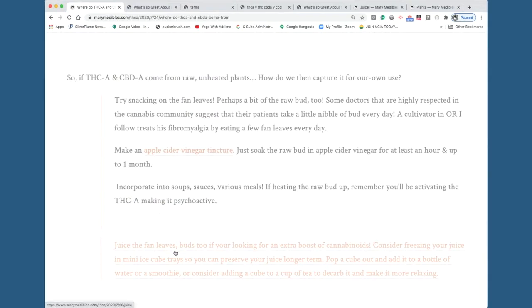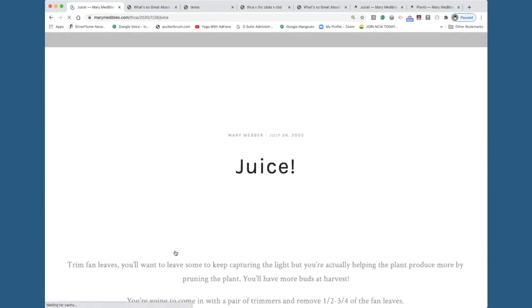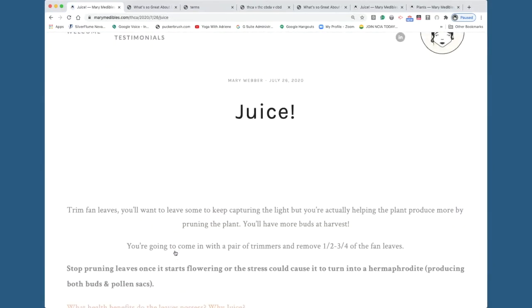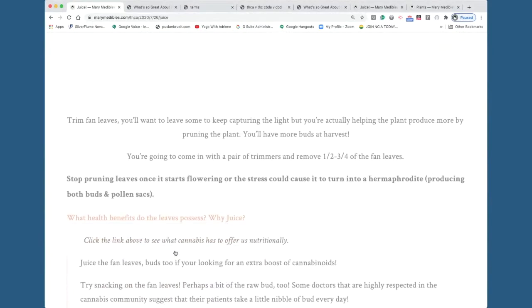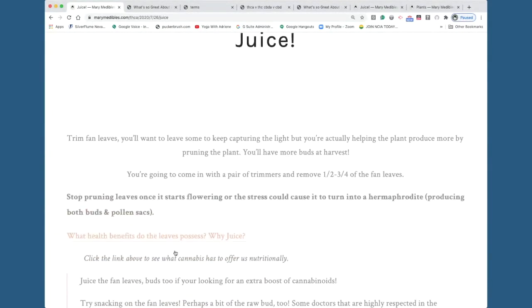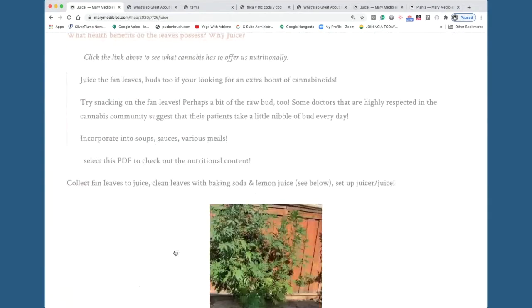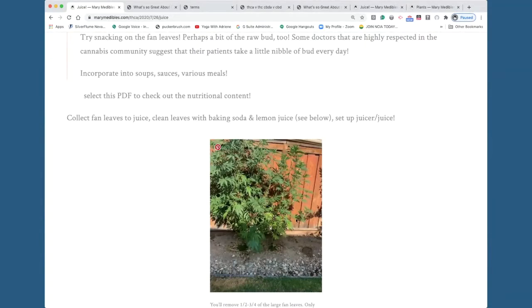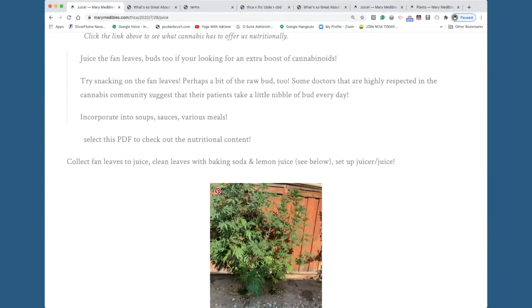But as far as juicing, would anybody be into trying juicing that doesn't so far? Sure. Cool. Because when you think about it, you have all these fan leaves on the plant, and what are they doing for you while it's growing and getting those buds ready? Not much, but they could be doing a lot.